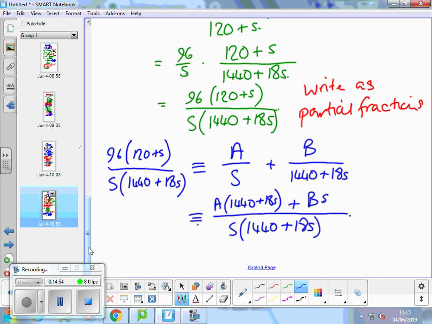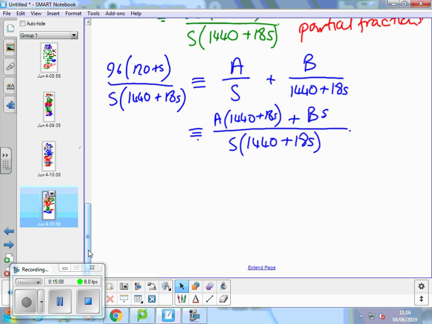Next step in partial fractions? Andrew? I asked you because you weren't here earlier. Doesn't matter, I just asked if you can remember. Remember equating numerators? Because the two denominators are equal, they are exactly the same, then that top numerator there and that numerator must be equal.